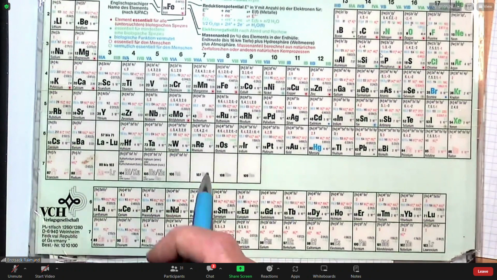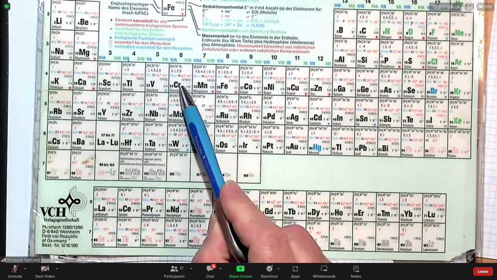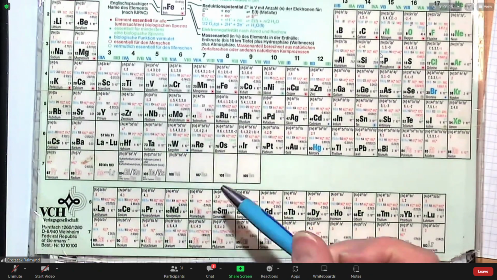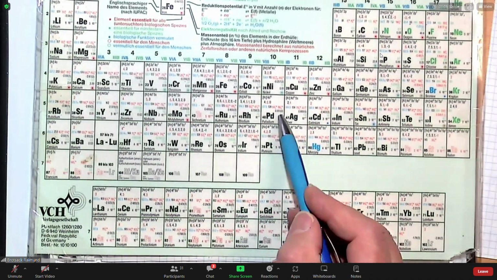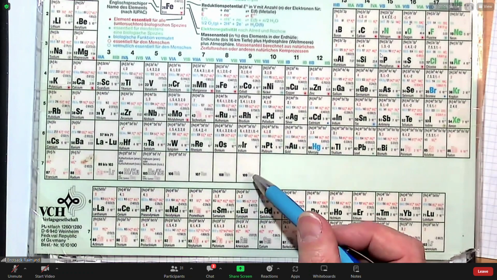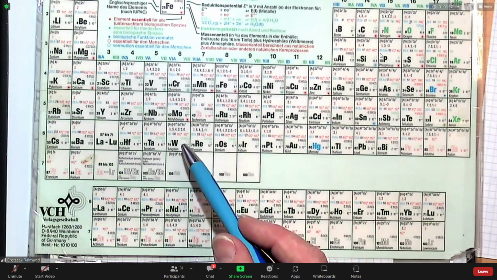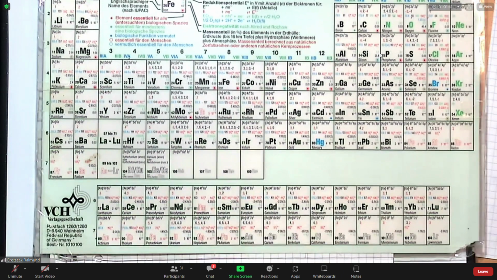And in the transition area, for example, you have chromium, you have even iridium, platinum, palladium, silver, copper. They are quite hard, and very hard is tungsten. In English, it's not wolfram. In German, it's wolfram. It's tungsten in English. Tungsten is one of the hardest metals we know. Even tantalum is very hard.